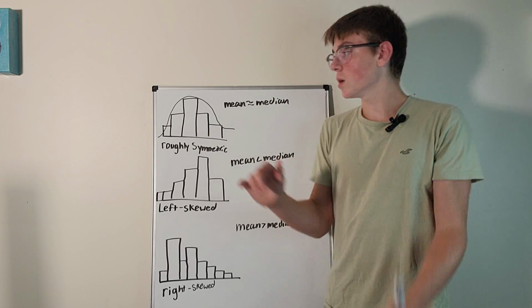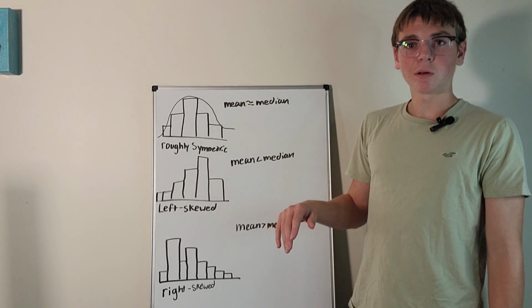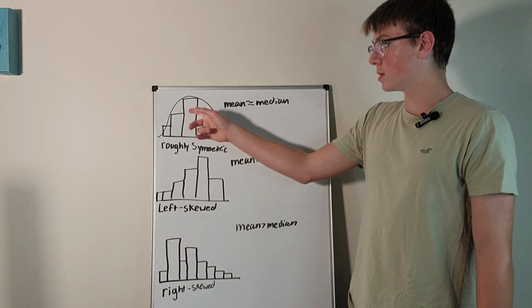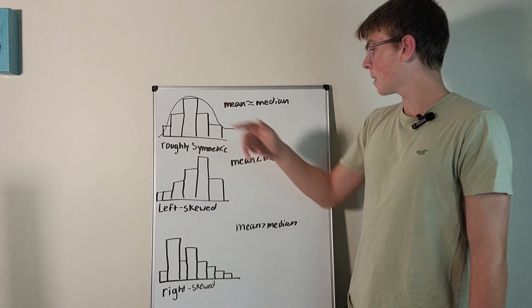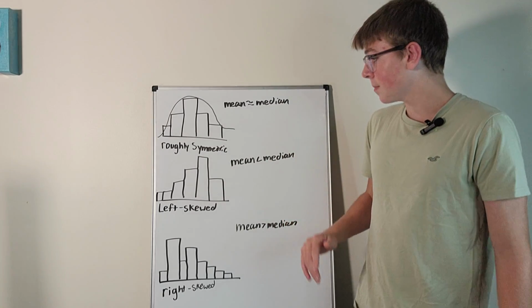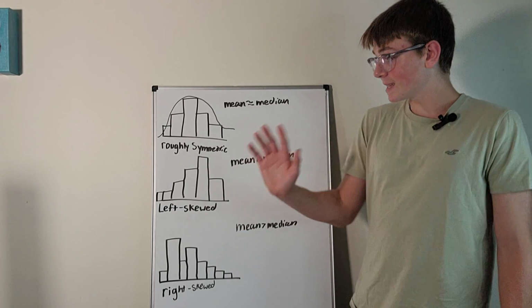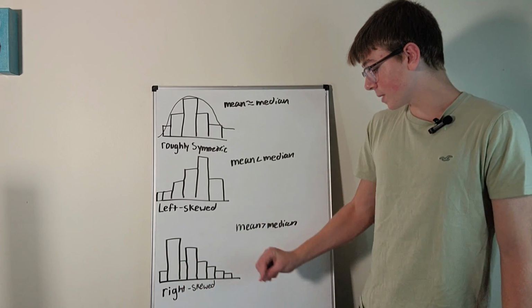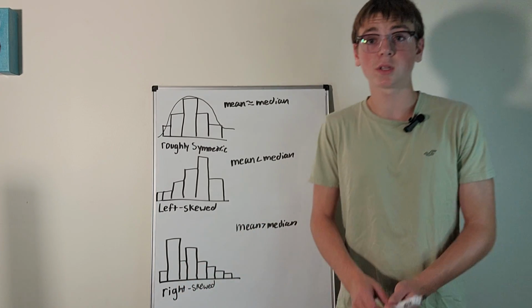But the big thing you need to know: symmetric kind of looks like a bell curve, looks symmetric on both sides of the single peak, and the mean is about the same as the median. Left skewed, the mean's less than the median, and there's a tail going to the left. Right skewed, the mean is greater than the median, and there's a tail going to the right.